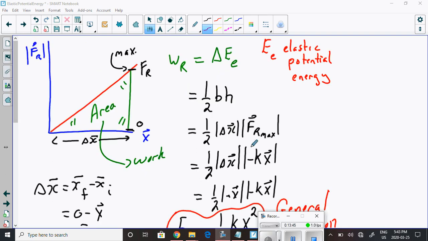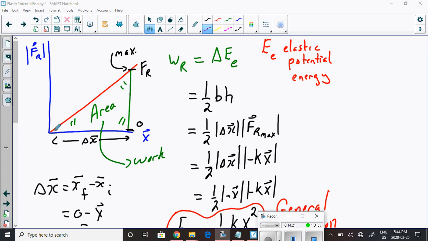So what we're going to do is make a slight alteration to the graph. Instead of graphing the restoring force, I'm only going to graph the magnitude of it. So all of the restoring force's magnitude would be positive, and you would get a line like this. And this represents the force that the spring is applying to the object as it's being stretched. Some other external force is stretching it. The spring pulls back with a restoring force.